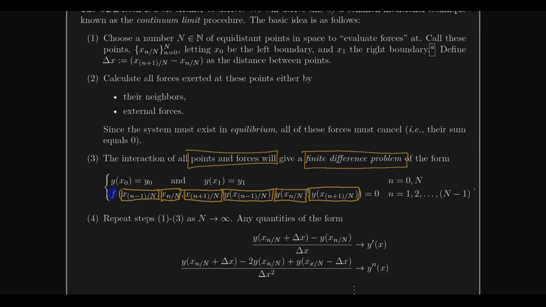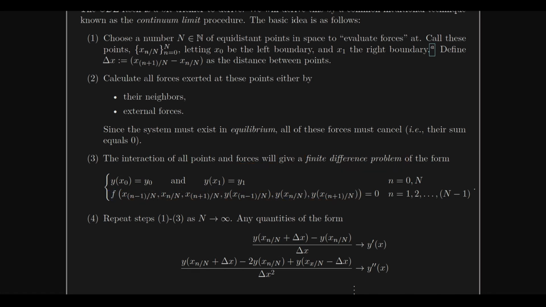The interaction of all the points with forces will give me how my point's height is related to its neighbors, which makes a lot of sense with the chains being pulled. And you're going to go ahead and repeat those steps of thinking about the interaction of a point with its neighbors so that all forces cancel out. And you're going to let this capital N go to infinity, right?